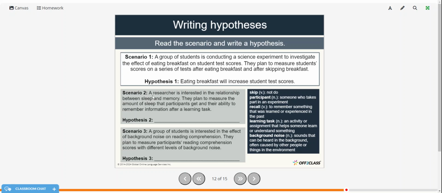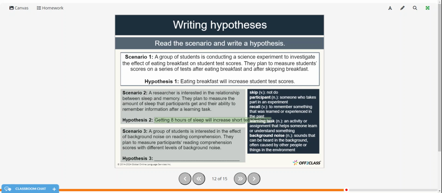Scenario two, a researcher is interested in the relationship between sleep and memory. They plan to measure the amount of sleep that participants get and their ability to remember information after a learning task. So, getting 8 hours of sleep will increase short term memory. Could be one possible answer.